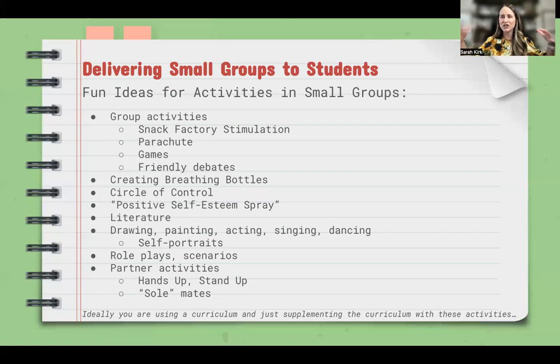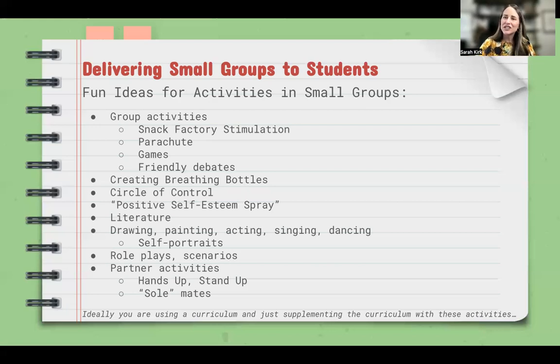I often did a parachute. I had just a real kind of cheap Amazon parachute that I got. And we would do different activities to show the importance of teamwork and group work with that. Games are always good. Again, that friendly debate, love those ideas.